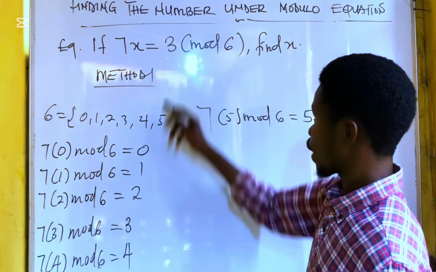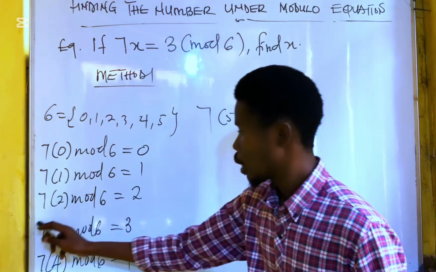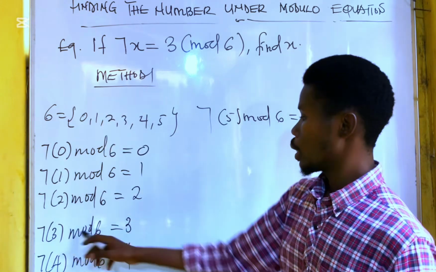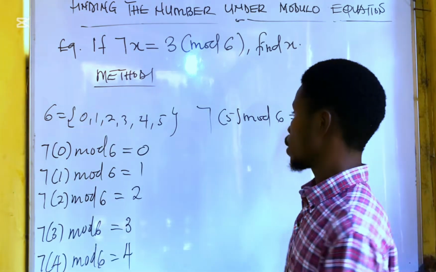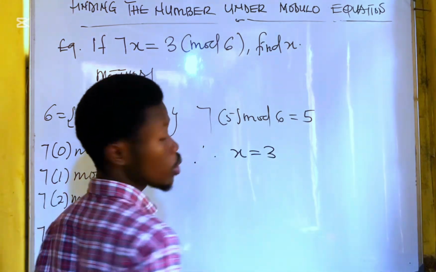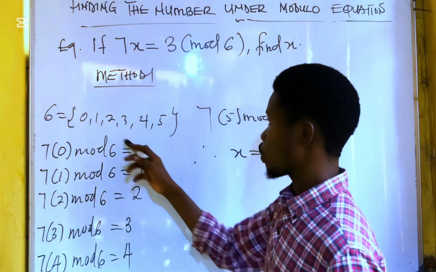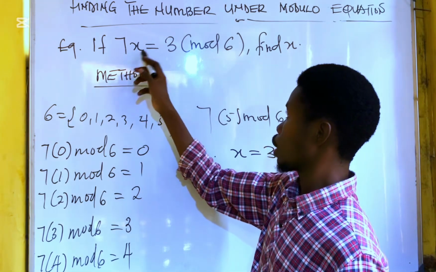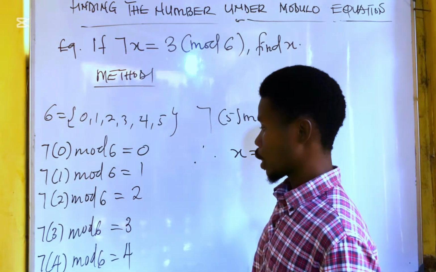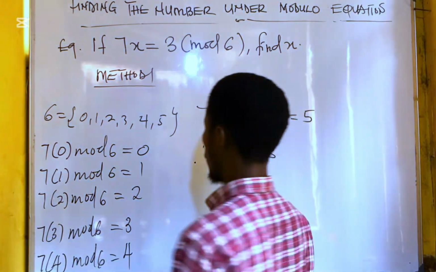Which of them is giving us 3? We realize that it's only this. And which number did we multiply by the 7 to get this 3? It was also 3. Therefore, you can conclude that our x is equal to 3. Because we are just looking for which of them times 7 will give us 3 under mod 6. So we realize that the only one is 3.